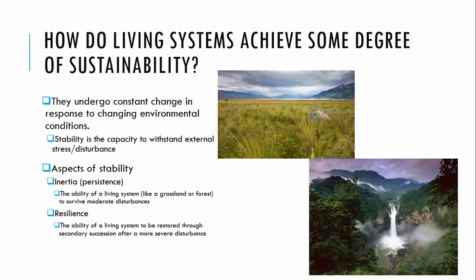Two aspects of stability that you need to know about are inertia, also known as persistence, and resilience. Inertia is where a living system like a grassland or a forest can survive moderate, small disturbances. The second is resilience, the ability of a system to be restored through secondary succession after a more severe disturbance like clear cutting or mass wildfires. Ecosystems will usually have one of these properties but not the other.